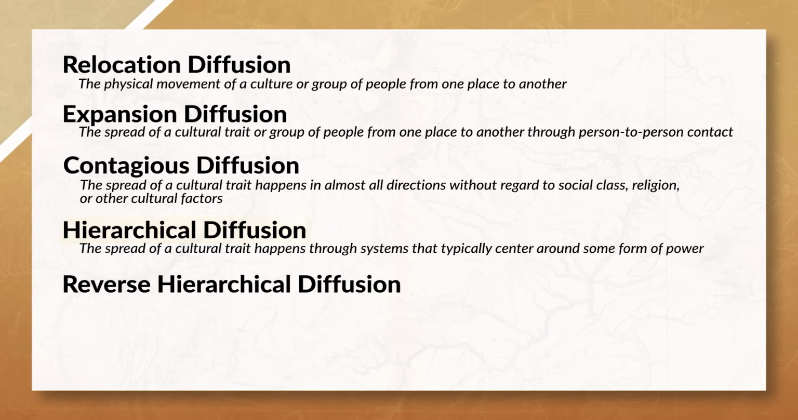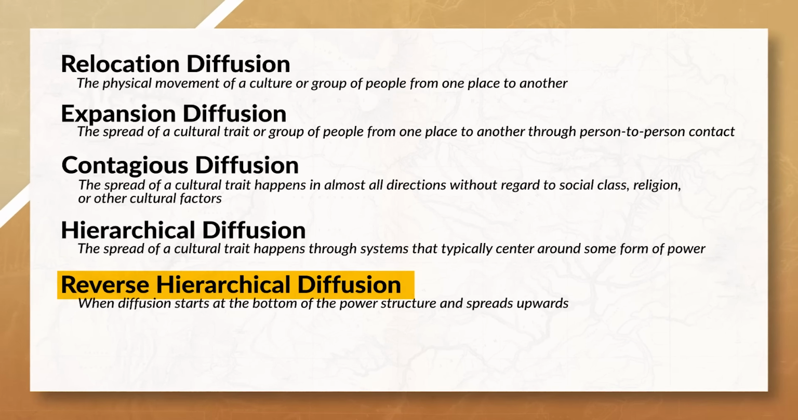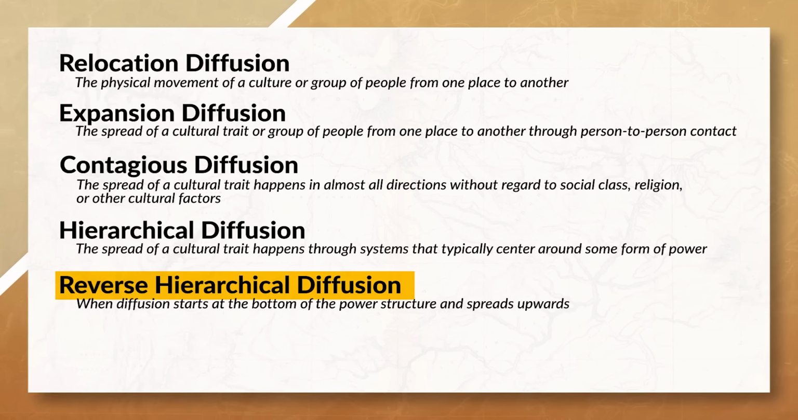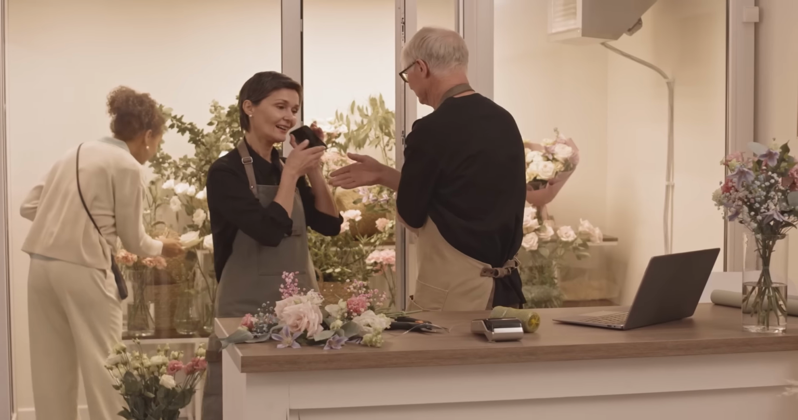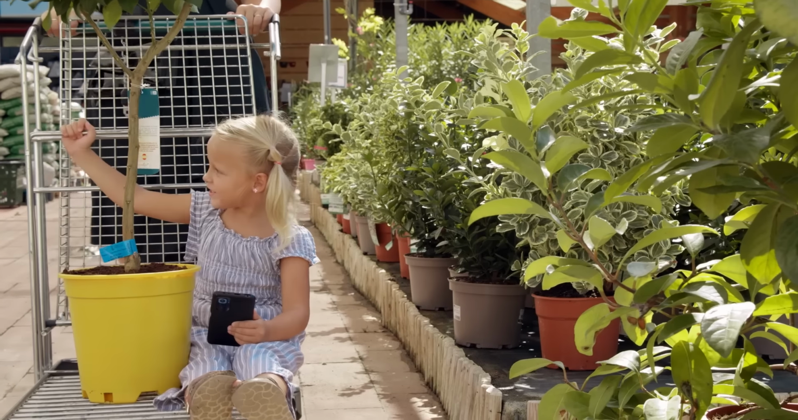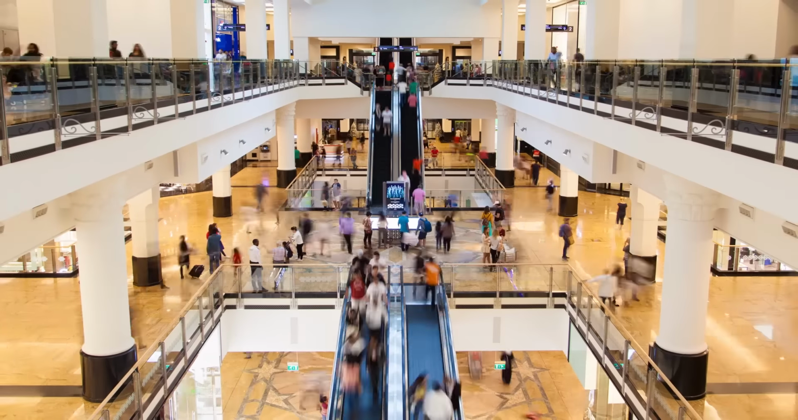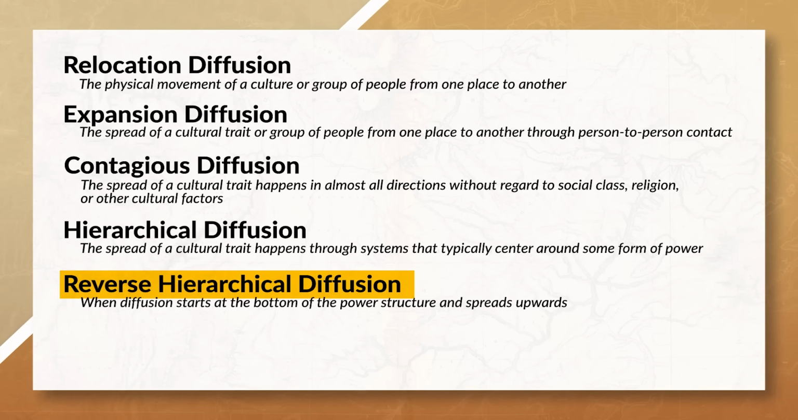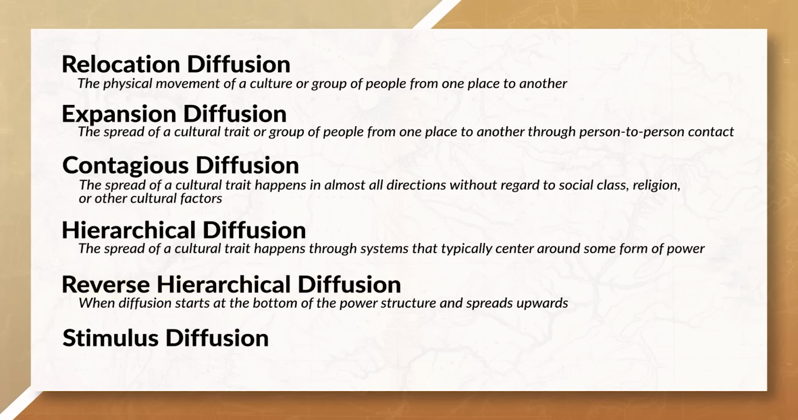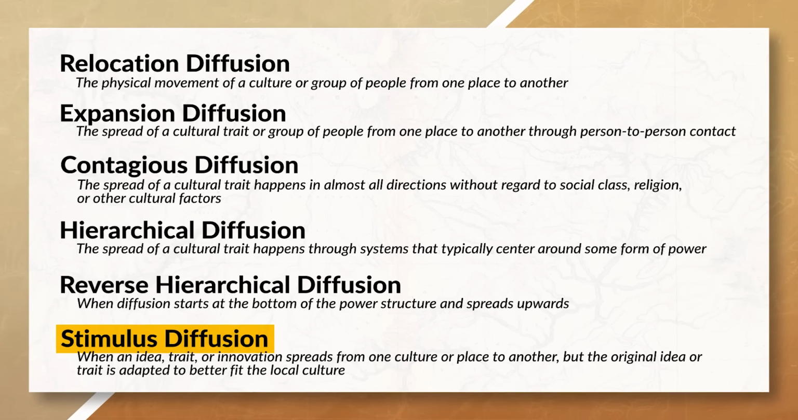One other type of hierarchical diffusion that you'll want to be familiar with is reverse hierarchical diffusion. This occurs when diffusion starts at the bottom of a power structure and spreads upwards instead of starting at the top and working its way down. For example, a business that starts in a small town and expands to the surrounding region, eventually reaching larger urban areas.